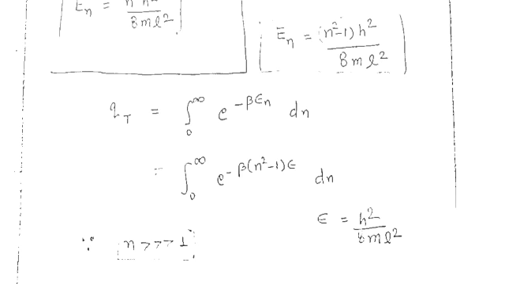So here you get it. Since n is very large, as I had told you, for an N2 molecule it is 10 raised to the power 11. If n is very large, n square minus 1 will be nearly equal to n square. So this is what we have done.